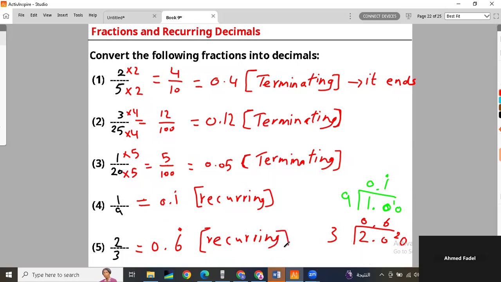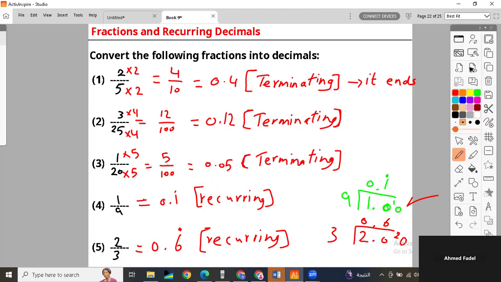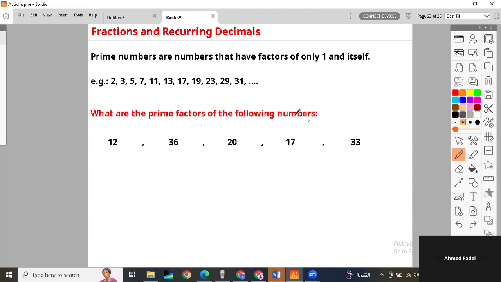So now we know how to convert any fraction into a decimal using a denominator of 10, 100, or 1,000, and using denominators that cannot be converted into a 10, 100 or 1,000 by using division. The division can be short division like what I've done over here, or long division. And we also learned the difference between terminating and recurring decimals. Let's have a look at another part of the lesson.